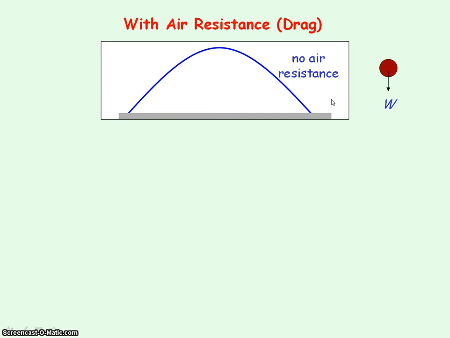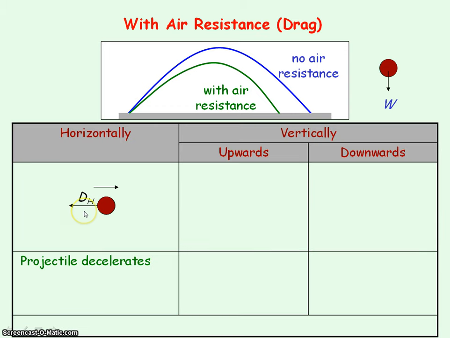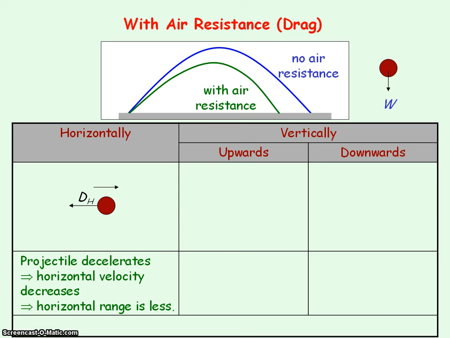Everything that we've looked at so far has assumed that there's been no air resistance acting on the projectile. So the only force is its weight, its force due to gravity. However, with air resistance, the path of the projectile is different. Air resistance, or drag, opposes the motion of the projectile. So horizontally, the projectile will decelerate, so the horizontal velocity decreases, so the horizontal range will be less.